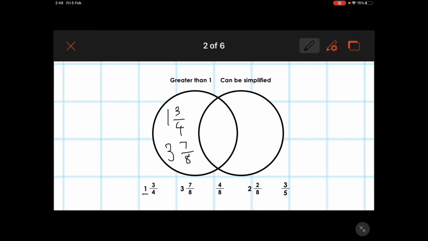4/8. Now you will know from looking at equivalent fractions that this is equivalent to half, because 4 is half of 8, the numerator is half of the denominator. So 4/8 can be simplified. 2 2/8. Now it is greater than 1, but if you have a look at the fractional part, 2/8 can be simplified to 1/4. So 2 2/8 is both, and 3/5, that is already in its simplest form, so I'm going to leave that outside of the Venn diagram because it doesn't apply to any of the categories.